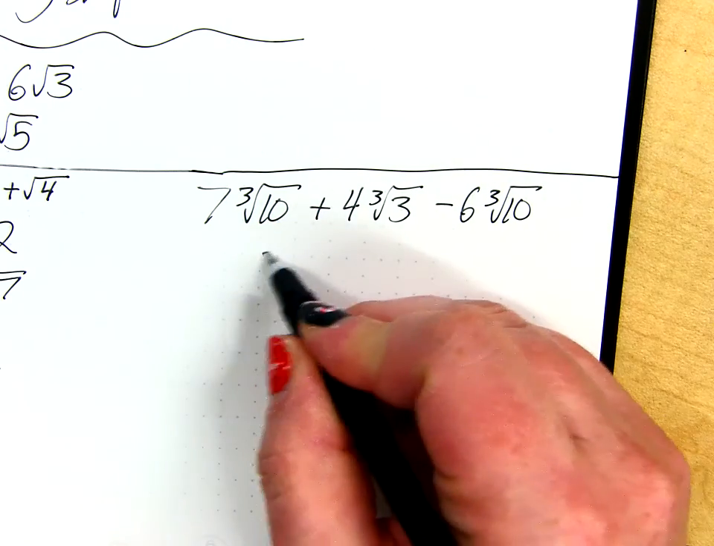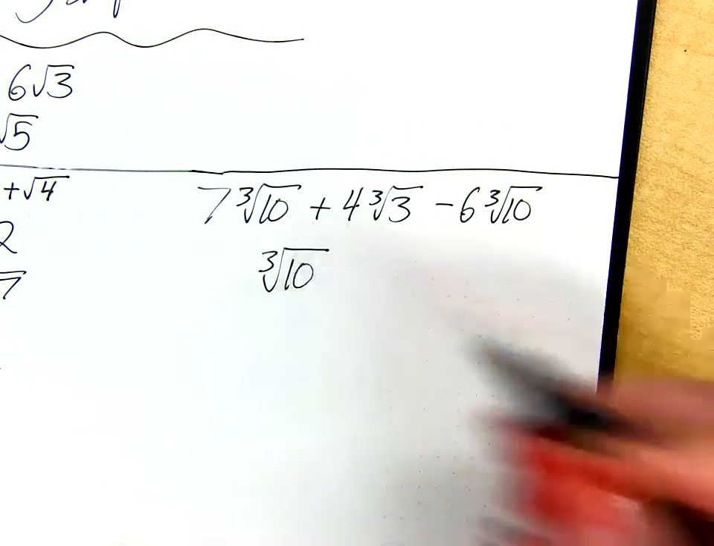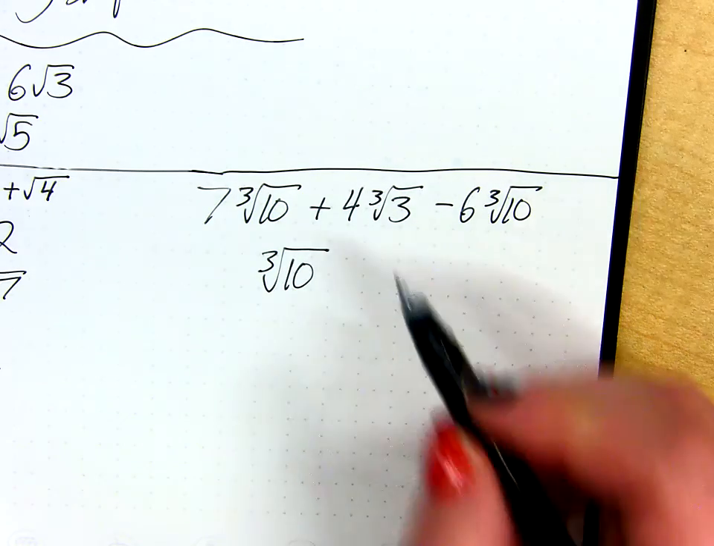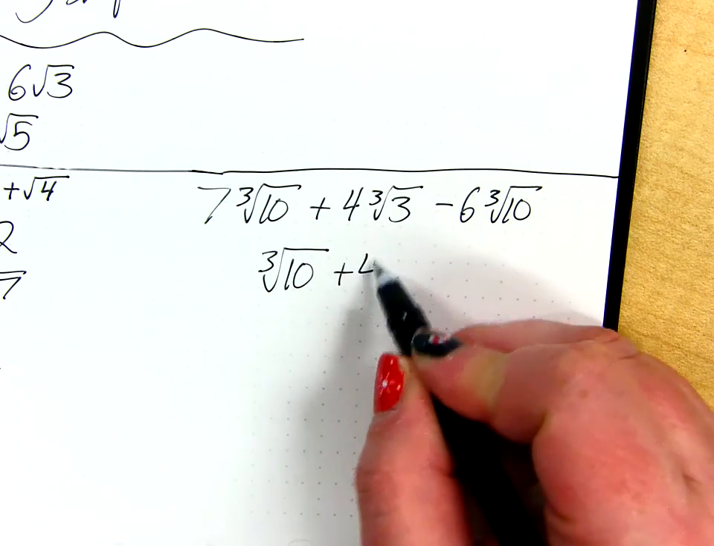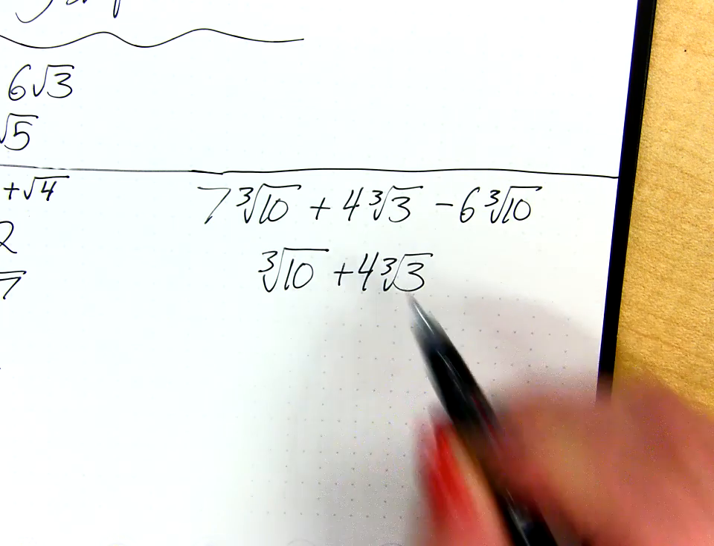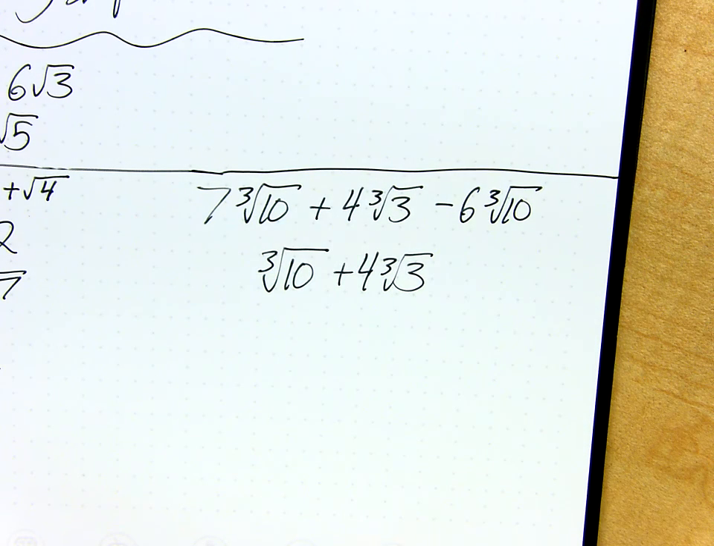1 cube root of 10. So I don't even need to write the 1. You can if you feel like it. And then I just bring down the plus 4 cube root of 3. So cube roots don't work any differently. It's the exact same thing. It could be any root, 4th roots, 5th roots, doesn't matter.